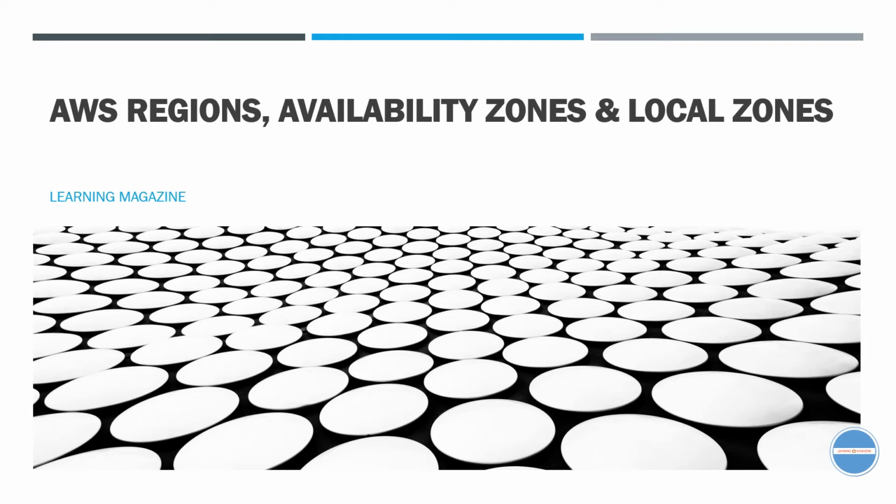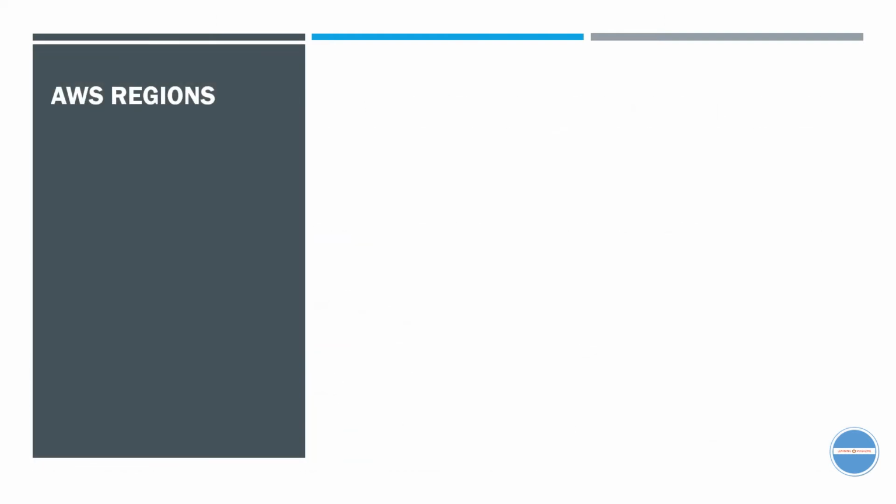In this tutorial, I am going to discuss the AWS infrastructure. Amazon Cloud Computing introduces three terminologies to explain the infrastructure: 1. AWS Regions. 2. Availability Zones. And 3. Local Zones. First, we will talk about the AWS regions.